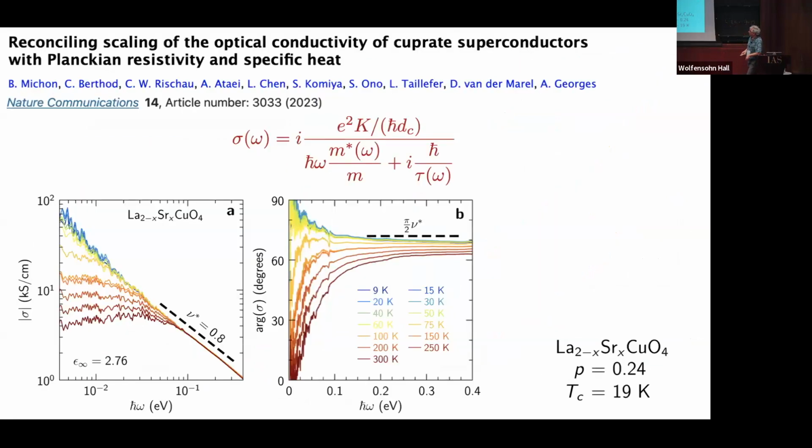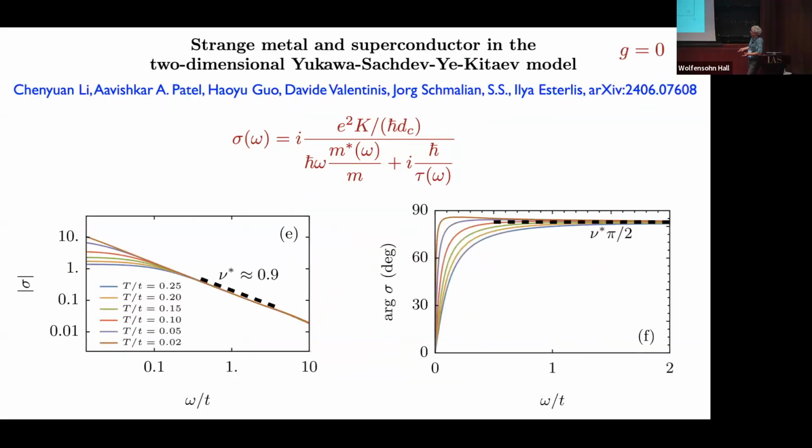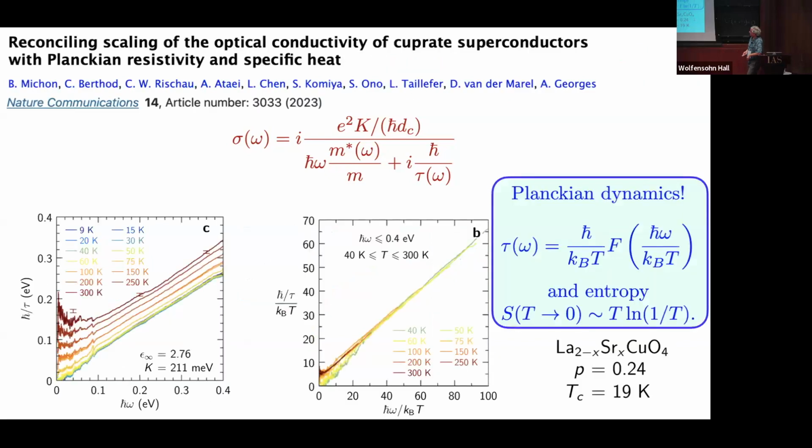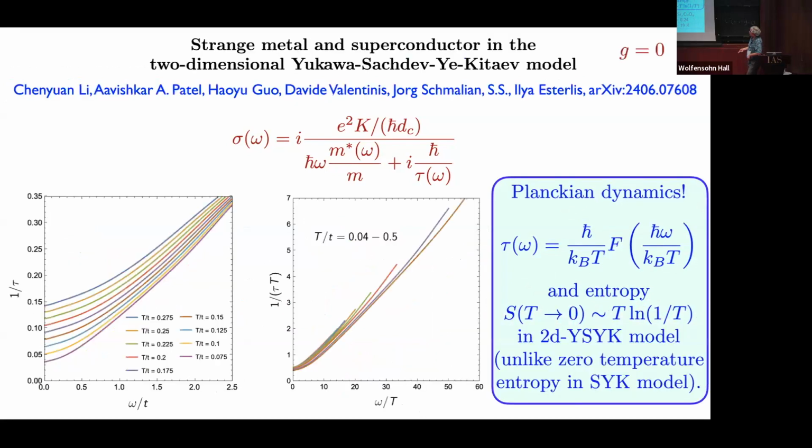But what's most striking is that the optical conductivity does have a 1 over omega tail, and that also comes out here. So this is the data, this is our calculation, and then you can also compute this tau of omega, and this is the data, which in fact shows the scaling. And the entropy is T log T from various measurements, and that's exactly what comes out of this model.